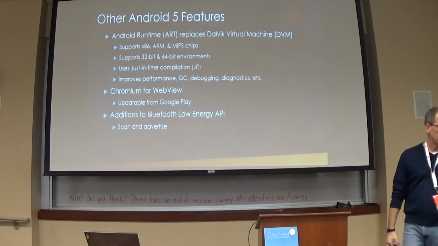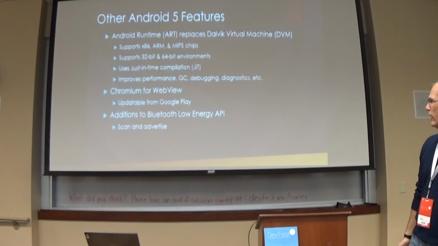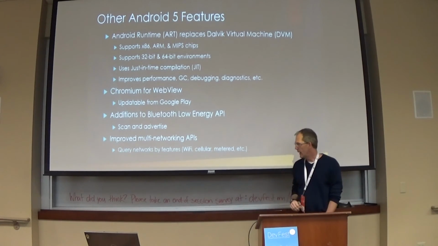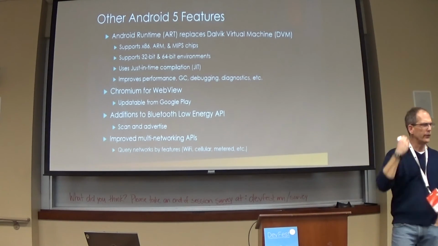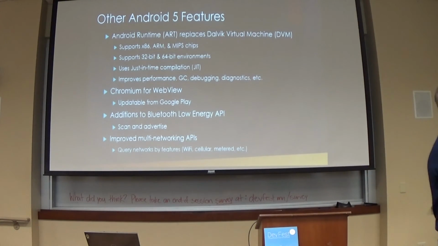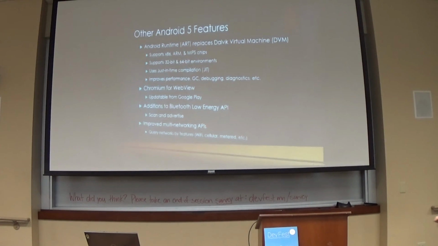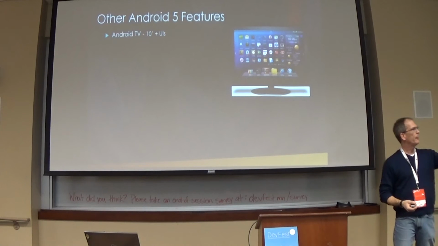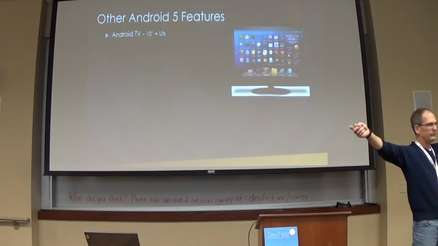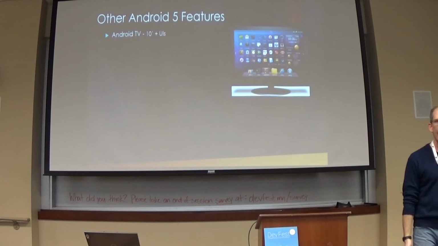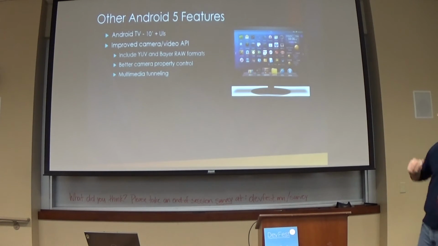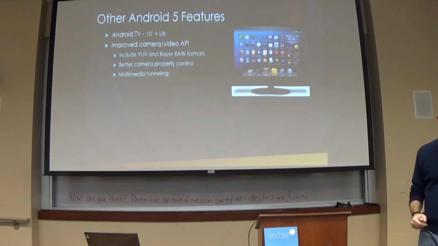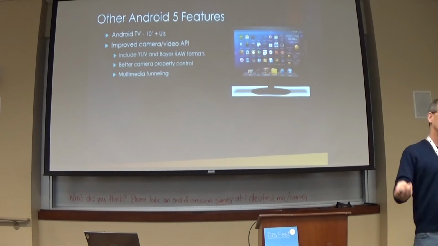The Bluetooth Low Energy API can now scan and advertise for Bluetooth LE. Much better networking, multi-networking capabilities. It also allows querying for networks, such as which Wi-Fi networks do I have available, which metered networks do I have available, things of that nature are now available to us as well. Android TV: yeah, you can now pull up Android Studio, and one of the options you get for a new project is wearables or Android TV if you want to build those 10-foot wide apps. Good luck with that. Improved camera and video API to help improve, again, the performance, but also getting access to some of the standards that we didn't have before.